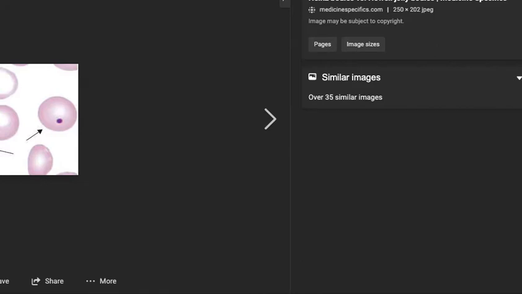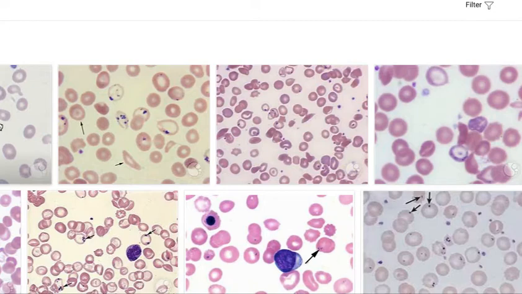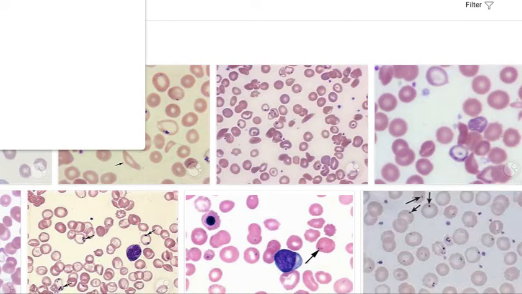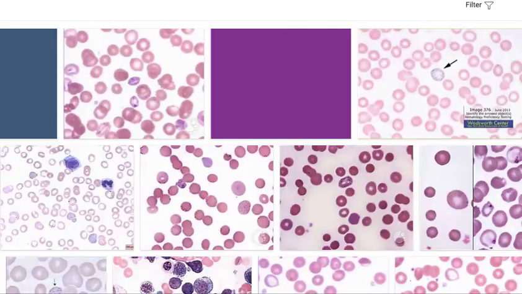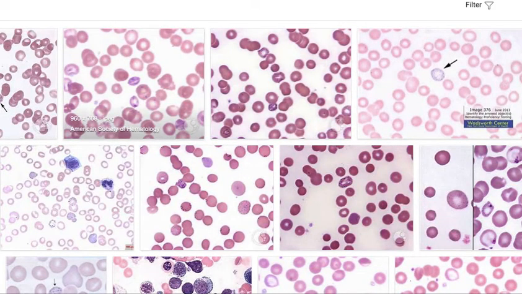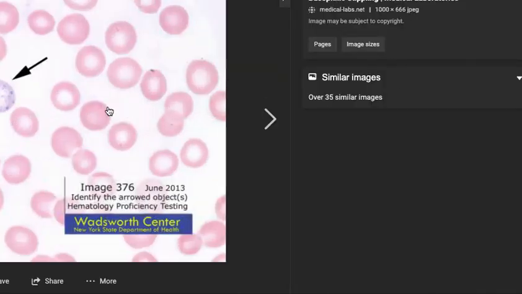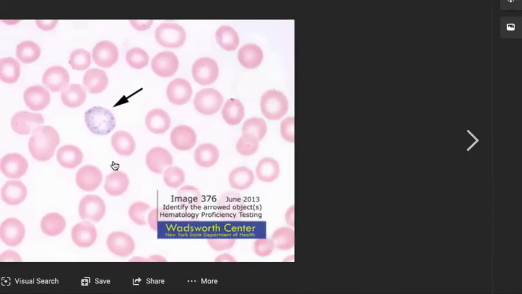Then there is something called Pappenheimer bodies. They are more or less the same thing as Heinz bodies or Howell Jolly bodies, and they occur in post-splenectomy patients. A very important thing, which was important before, but nowadays not so important. Then there is something else, you can see here a very good diagram of this one.